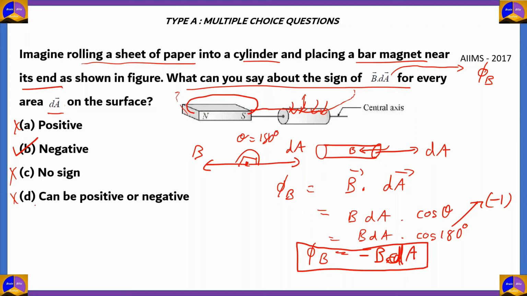Now, in most of the cases, when the field is entering into the surface, the flux is negative. Over here, we proved it. Why? Because the area vector is pointing outwards while the magnetic field lines are pointing inwards. And that means we have an angle difference of 180, and using the dot product rule, which is B dA times cos theta, which is cos 180, we found that the magnetic flux will be minus B dA. And that's how we can say that the sign of B dot dA is negative.